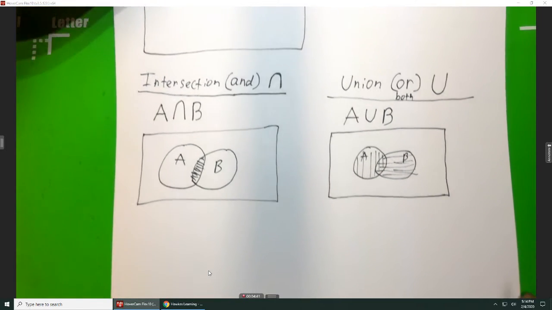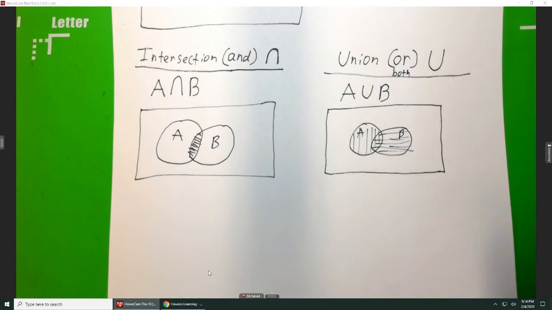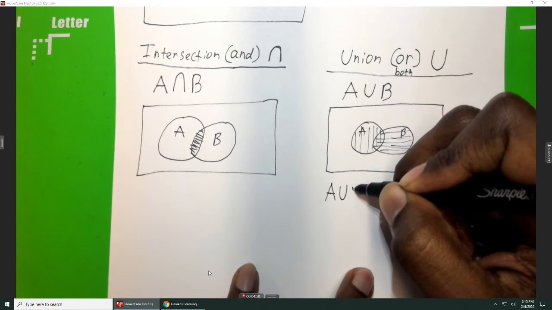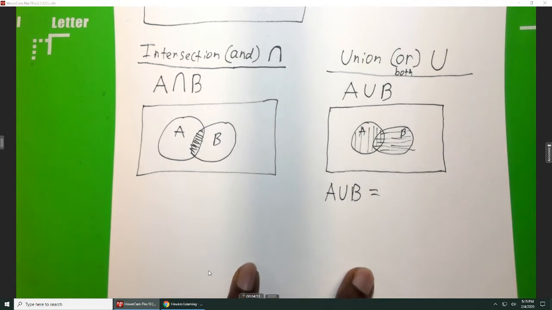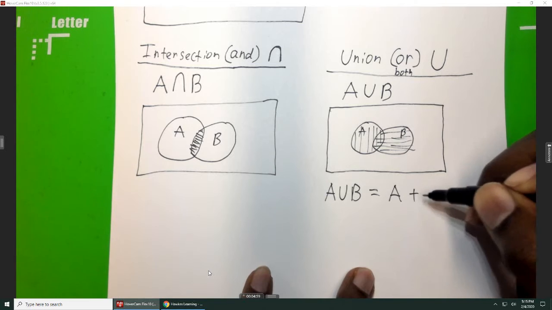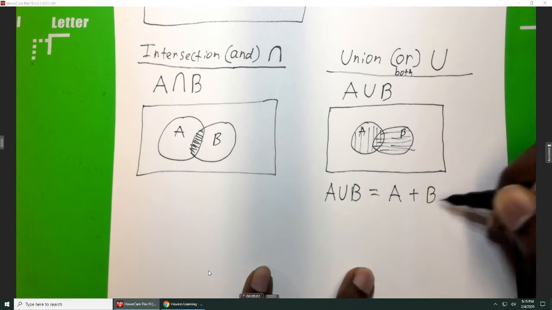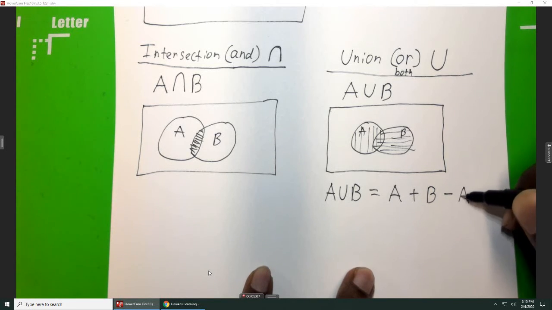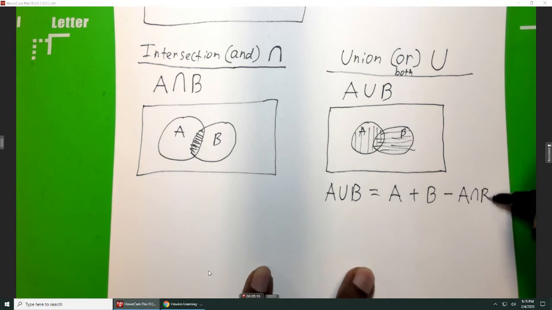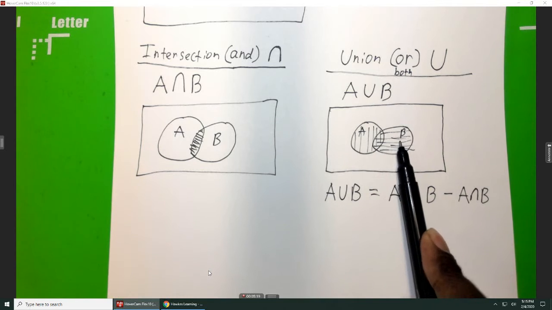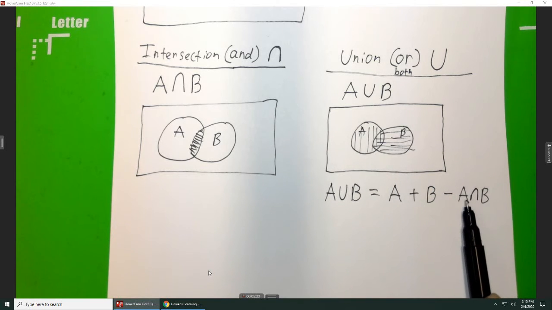Now later on this will be important, but I'm going to go ahead and talk about it now. There's a formula for A union B. A union B equals this formula. It equals A plus the elements in B minus the elements in A intersect B. I think the book uses the cardinal number, but we'll talk about this. So why is this? Because A union B, you guys can understand it means A plus B. But why do we have this minus A intersect B?